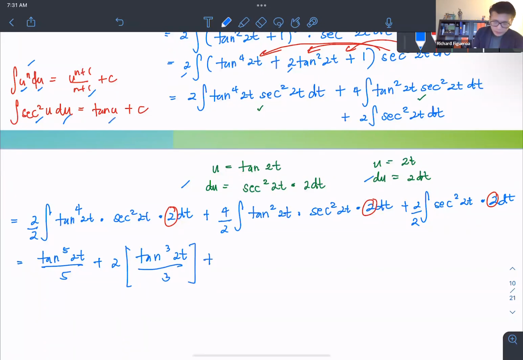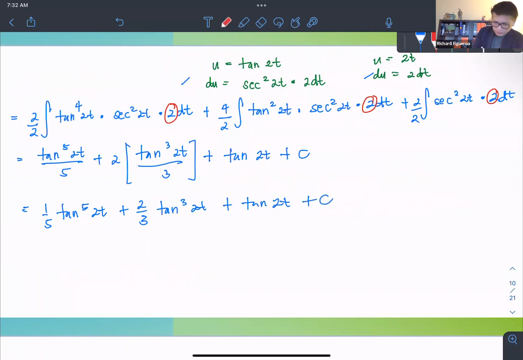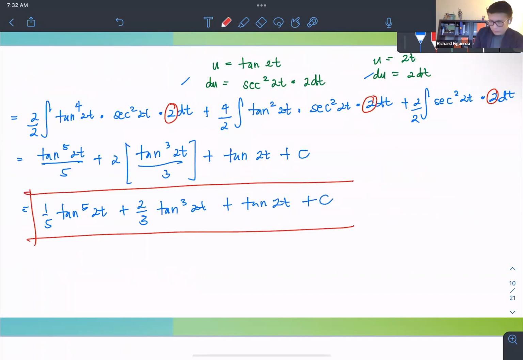Then the integral of secant squared is tangent u. So our u is 2t, so tangent 2t plus c. So finally, the answer would be 1 over 5 tangent to the fifth 2t plus 2/3 tangent cube 2t plus tangent 2t plus c. So 1/5 tangent to the fifth 2t plus 2/3 tangent cube 2t plus tangent 2t plus c.